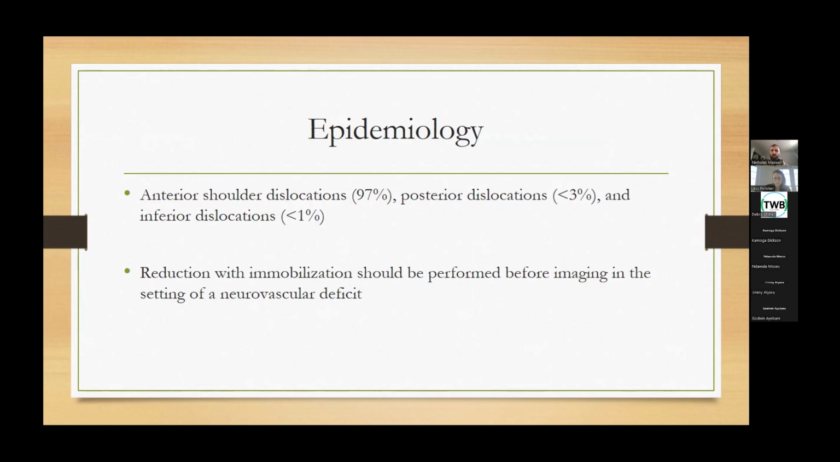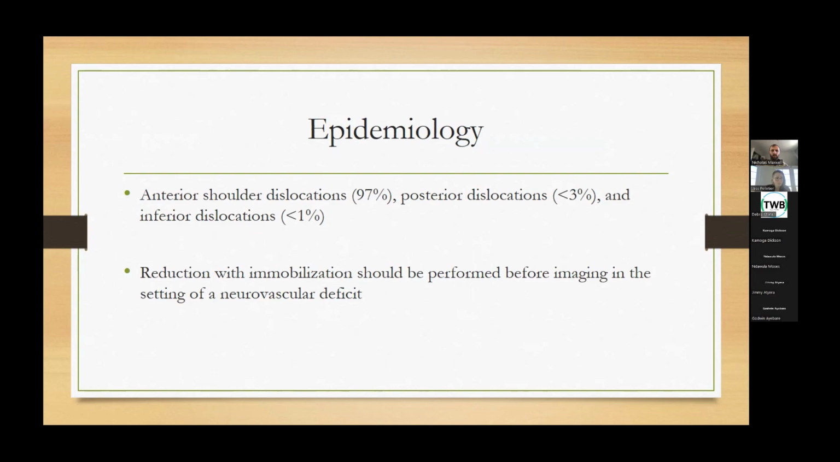Rarely, they happen posteriorly, and that's in less than 3%, and then the inferior ones are really much rarer, and they happen in less than 1% of patients. So typically, we want to reduce every shoulder dislocation after obtaining an imaging.